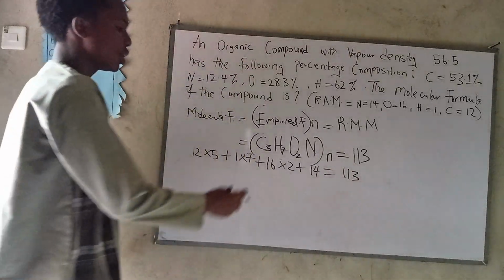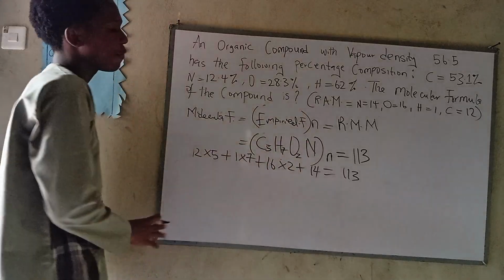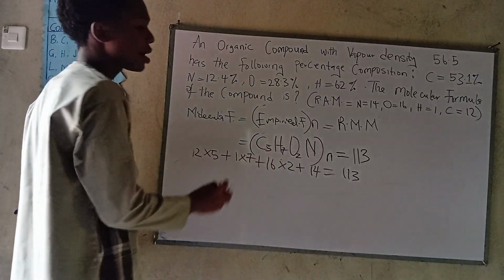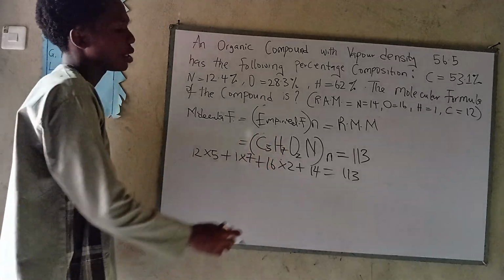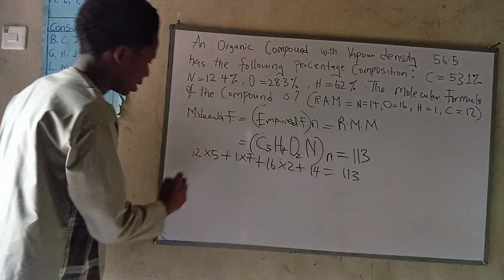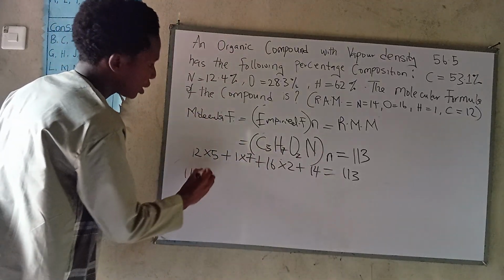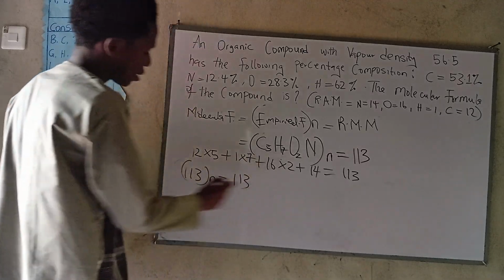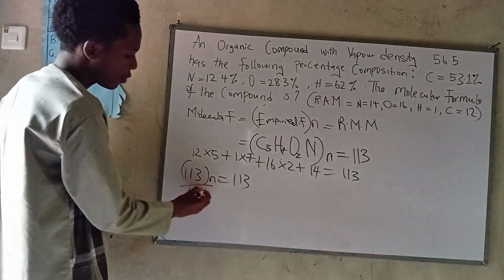So now, since we've calculated the whole empirical formula, the mass of the whole empirical formula is 113. Now let's get n. If 113 bracket n is equals to 113, therefore n will be what? Divide both sides by the coefficient of n.